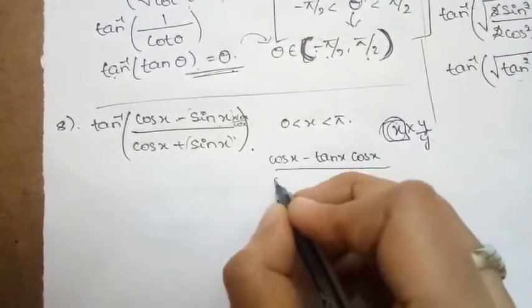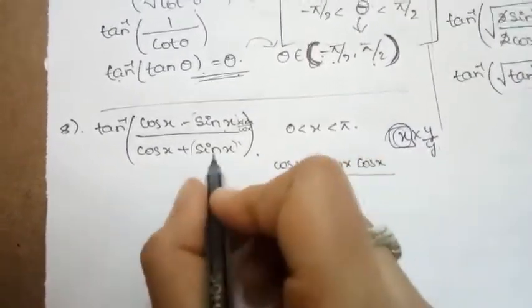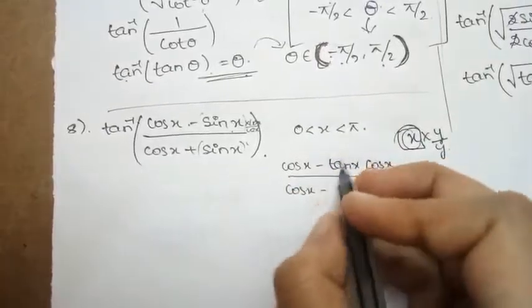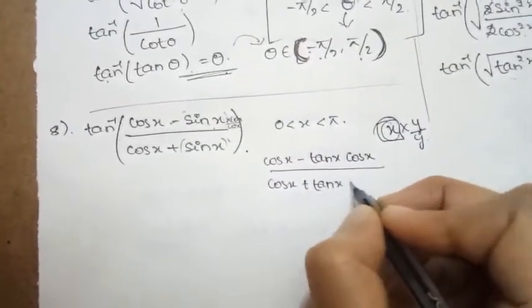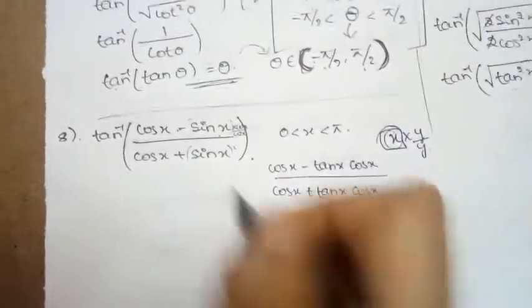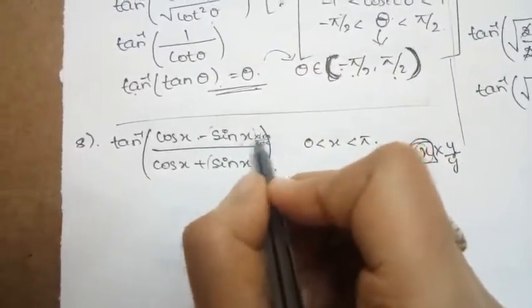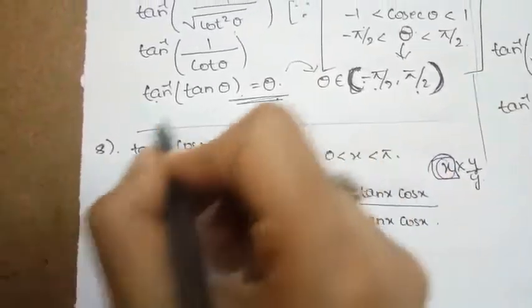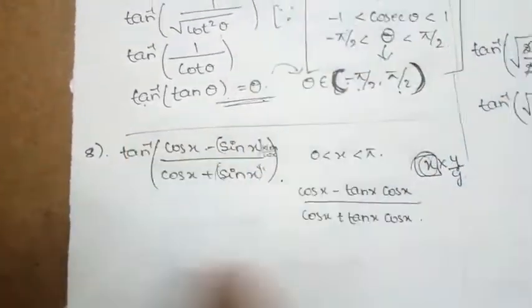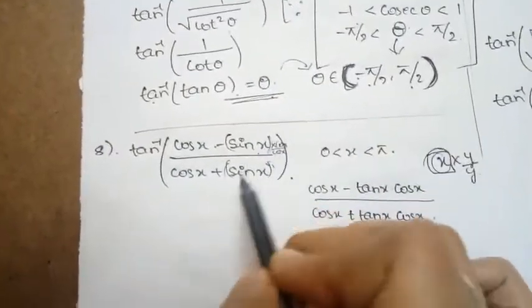Similarly in the denominator we have cos x, and for sin x I have multiplied and divided by cos, so we again get tan x into cos x. This multiplying and dividing by cos x is only for the sin term. I am not doing it for the whole equation or the whole term, I am doing it only for sin.